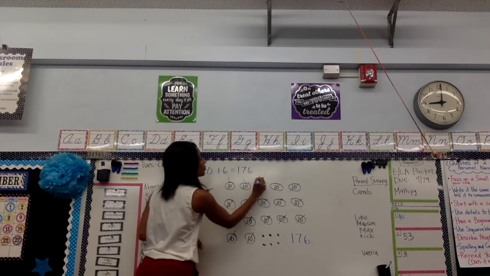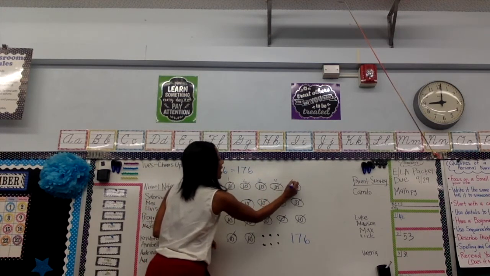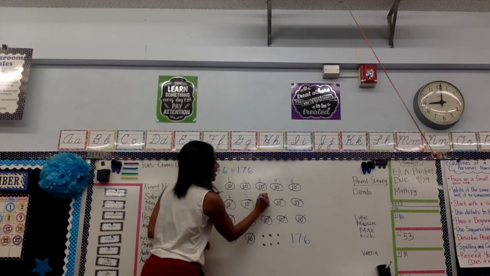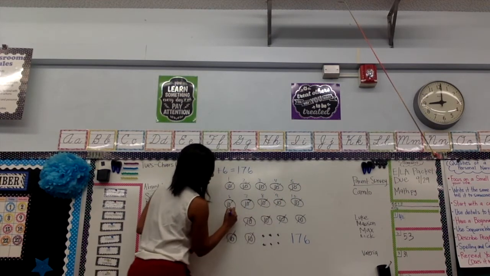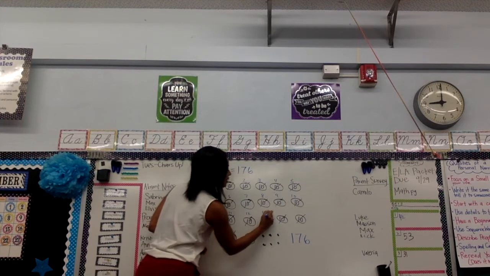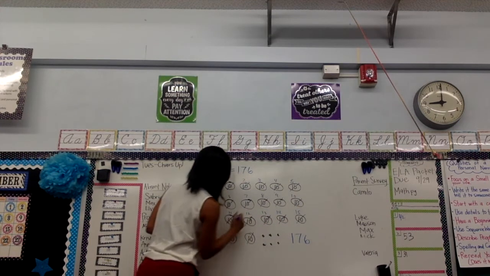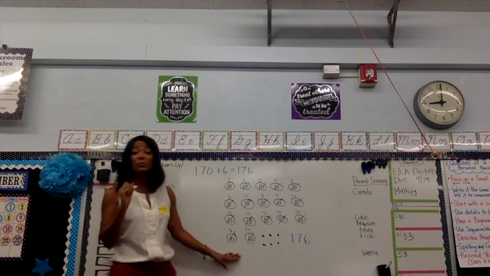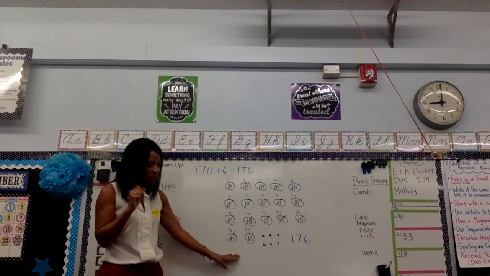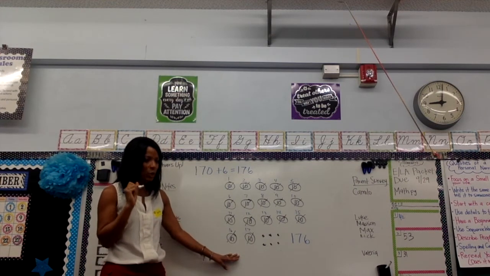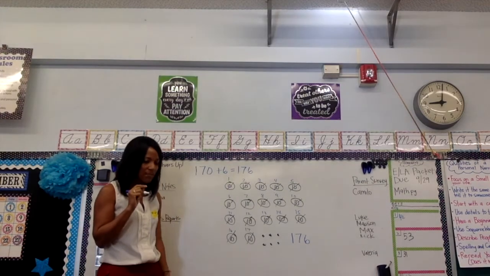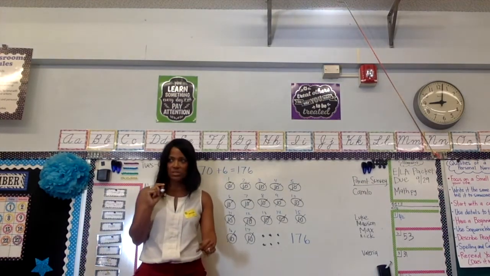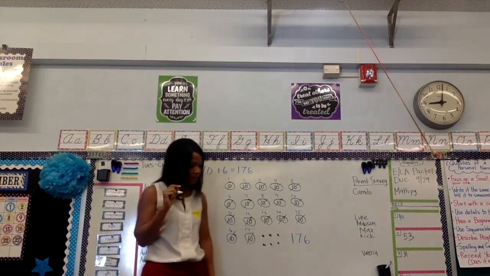1, 2, 3, 4, 5, 6, 7, 8, 9, 10, 11, 12, 13, 14, 15, 16, 17, 18. Beautiful. We have 17 groups of 10. How could we represent 17 groups of? There's a symbol for groups of. Whisper to the person next to you. What's the symbol for groups of?